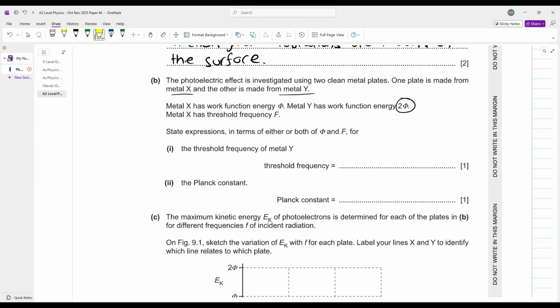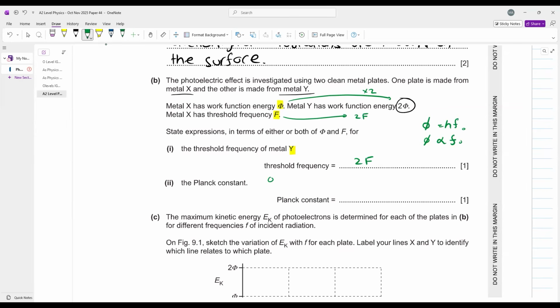भाई metal X का work function phi है, threshold frequency F है. Which expression in terms of phi and F for the threshold frequency of metal Y? बेटा हमेशा याद रखो work function is equals to HF. H is a constant. Work function is directly proportional to frequency. So if the work function of metal Y is doubled, the threshold frequency of metal Y will also be double, 2F. आपका यहाँ पे आंसर हो गया.